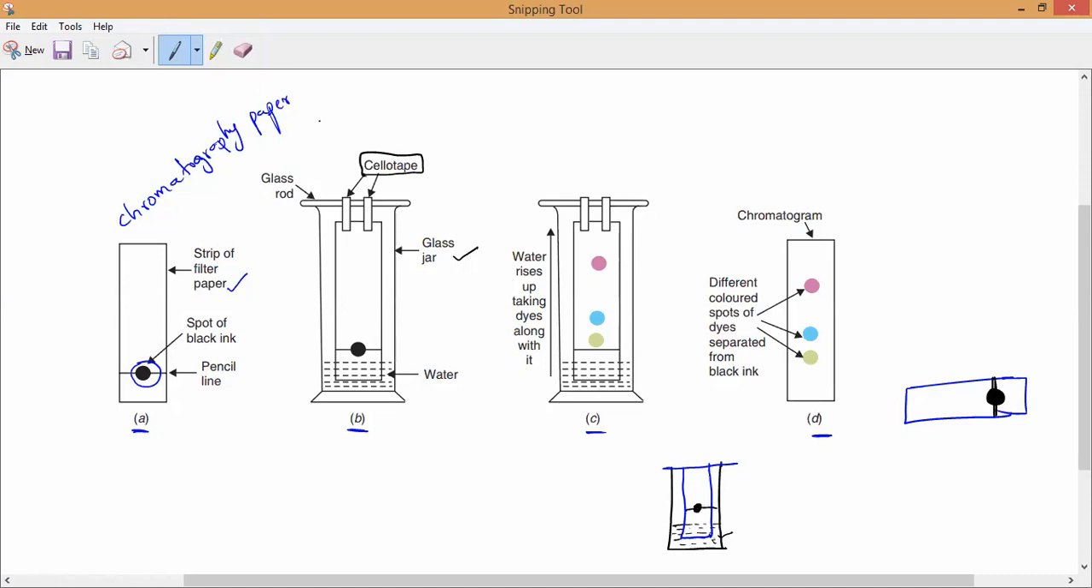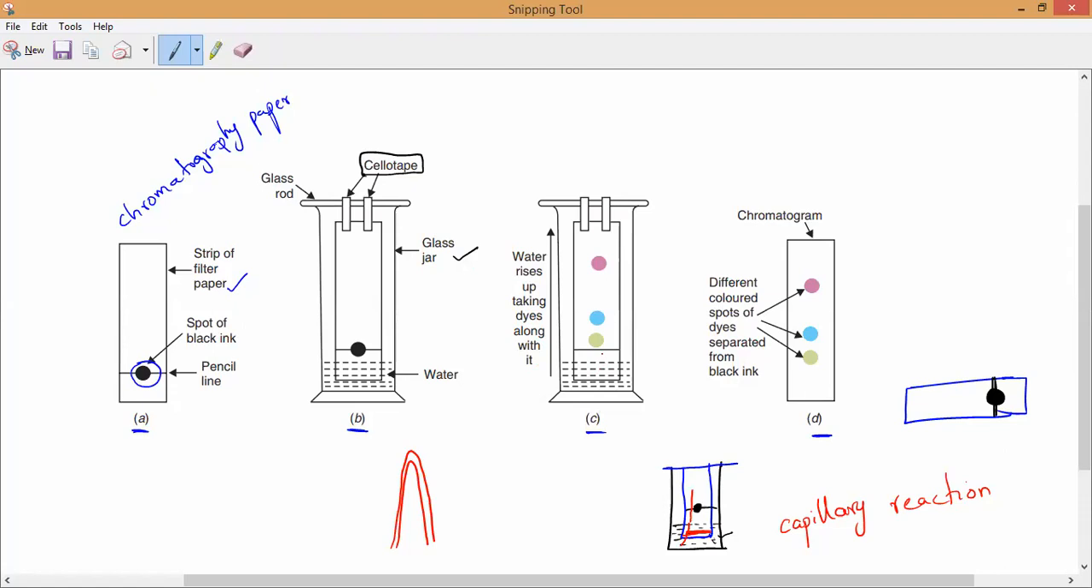Now what will happen after a certain time is that, by capillary action, the water rises like this. Any kind of liquid rising like this is called capillary action. Water is rising like this only. First, the bottom part of the paper will become wet. If you dip the paper in the water, you can see the water level rising like this. Slowly the water level keeps on rising, and you can see the water rises up, taking the dyes along with it.